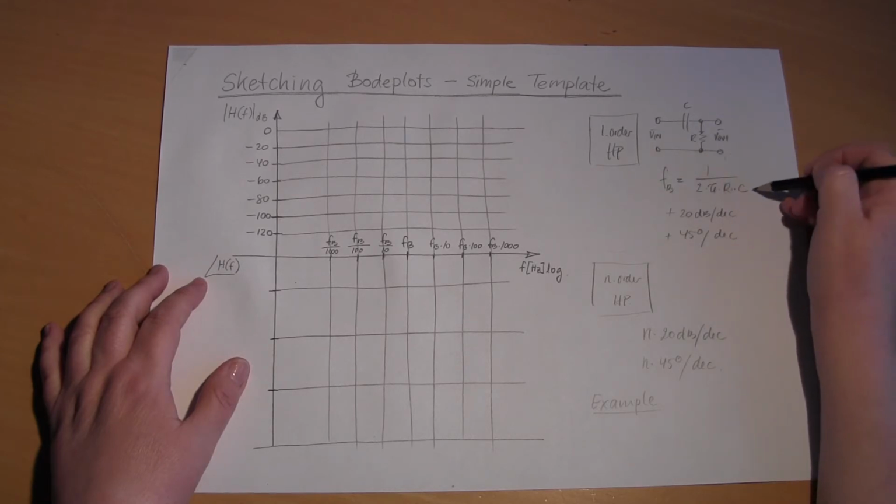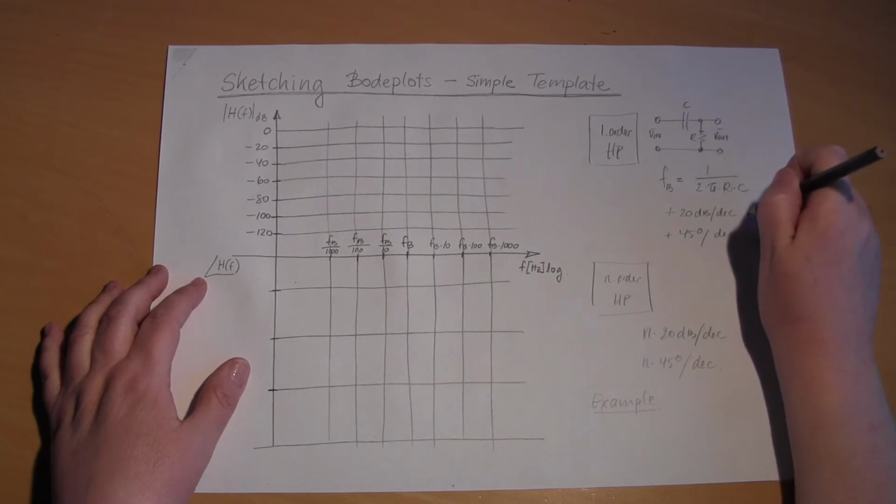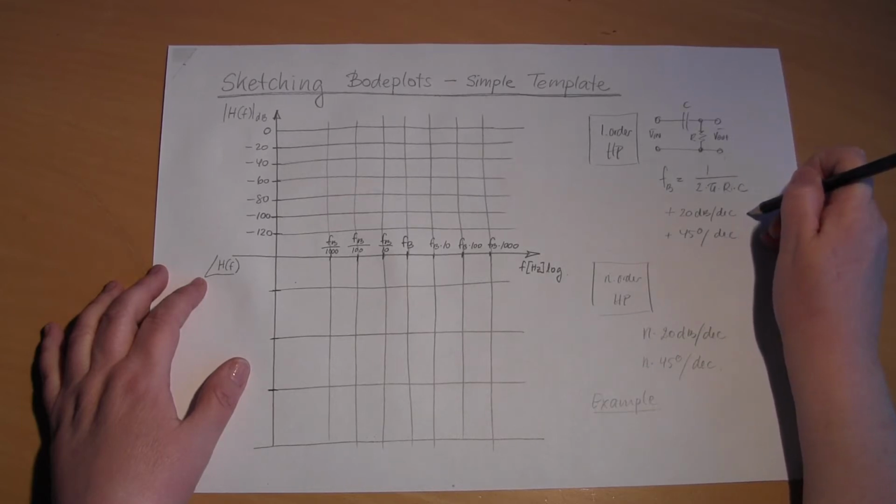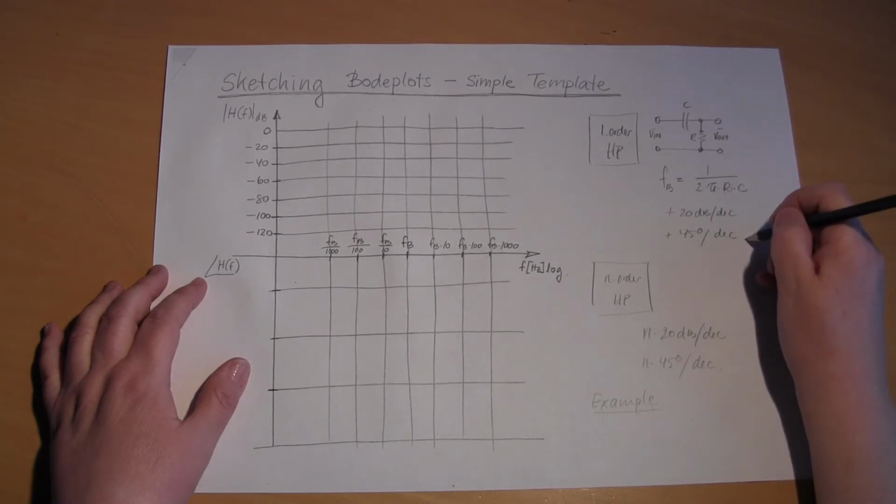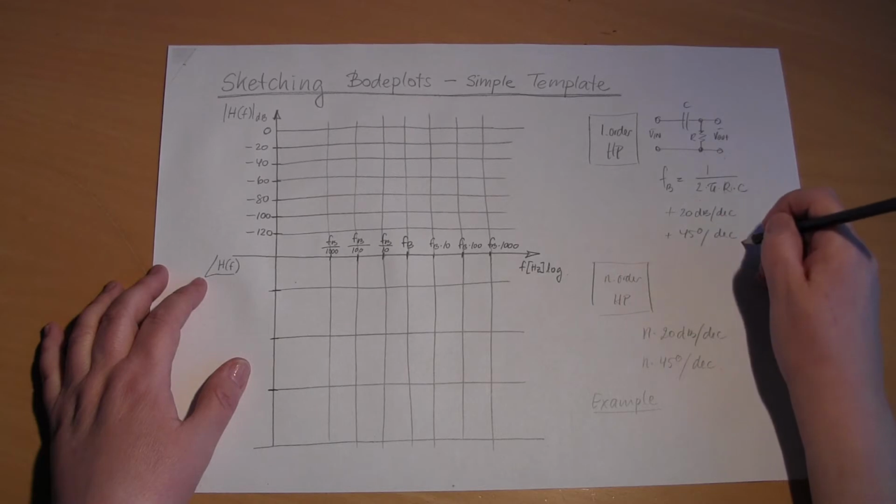We're taking the output voltage over the resistor. The filter is characterized by its breakpoint frequency defined by this equation, and we know that when it's a first order high pass filter it slopes up toward the breakpoint frequency with plus 20 dB per decade, and it starts at the breakpoint in the phase with 45 degrees. So we can start at this point sketching the Bode plot.